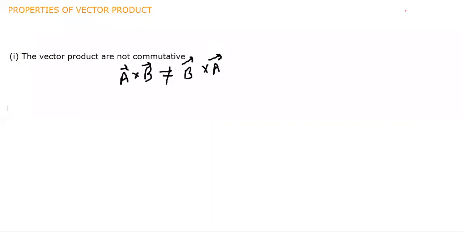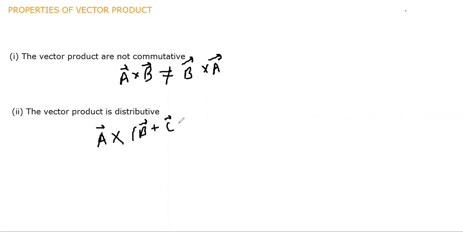The second property is the vector product is distributive. That means A cross B plus C. If you're doing an operation like this, where you have A cross B vector plus C vector, this would be equal to A cross B plus A cross C. Now see, the important point in this is that you cannot change the order.